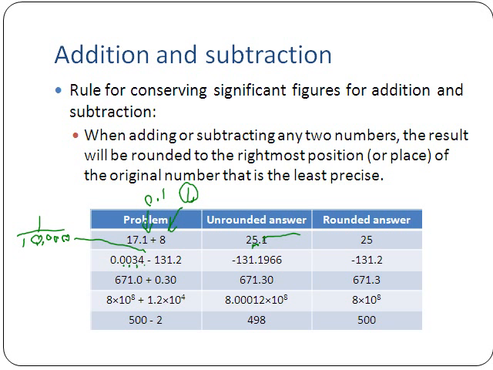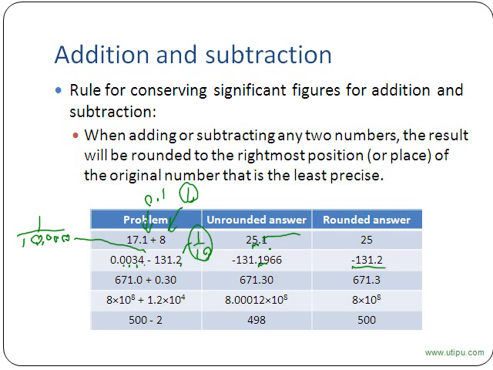On our next one, 131.2, the last place is the tenths place right there. Which one of these is going to be the least precise? Well, measuring to the nearest 1/10 is less precise than measuring to the nearest 10,000ths. So we're going to go to the tenths place, right there, the 0.1. The 9 that goes after it is going to make it round up. So we end up with negative 131.2 as our final answer.